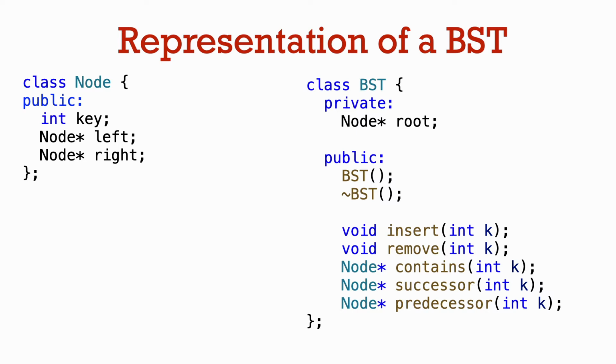In the BST class, we have a pointer to the root node. This is again analogous to a linked list, where we maintained a pointer to the first node in the list. Finally, we have the methods of our abstract data type that we want to implement: insert, remove, contains, successor, and predecessor. We now move to discuss how to implement these methods.